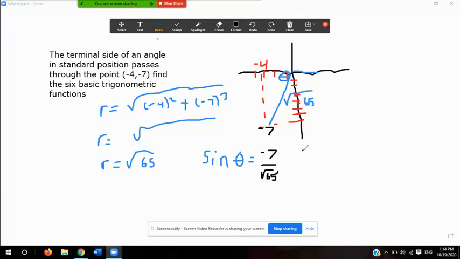The cosine of Z, of course, is in this case -4 over the square root of 65. The tangent would be -7 over 4, because it's opposite over adjacent.